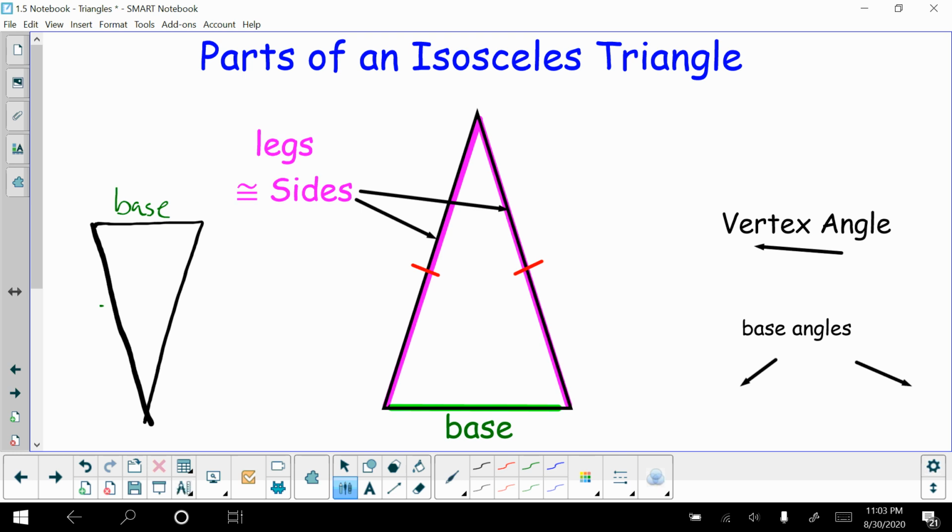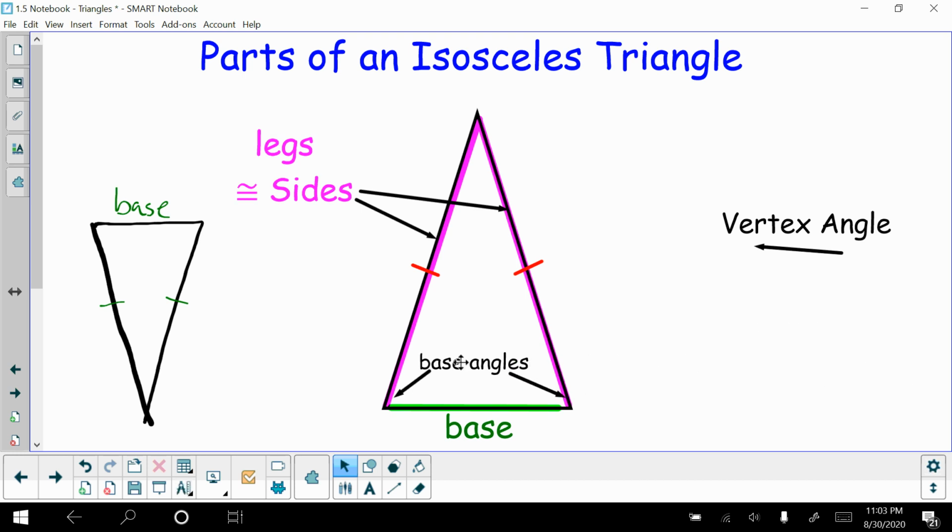That would be your base because these two are the legs, the congruent sides. Okay, so it's the base because it's the non-congruent side. Since that's the base down there, the two angles right there next to the base, we'll refer to those as the base angles. And then the angle between the two congruent sides is known as the vertex angle. So anytime we talk about vertex angle, base angles, the base or the legs, you have to know what we're referring to when it comes to this isosceles triangle, okay?